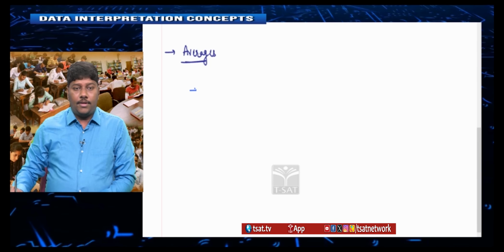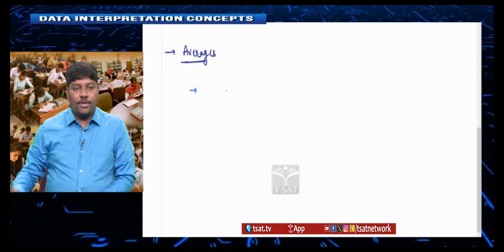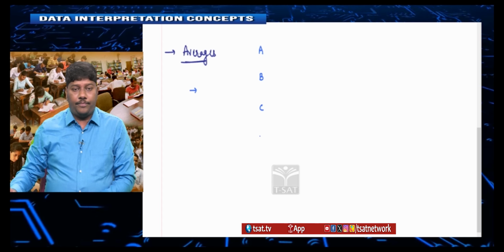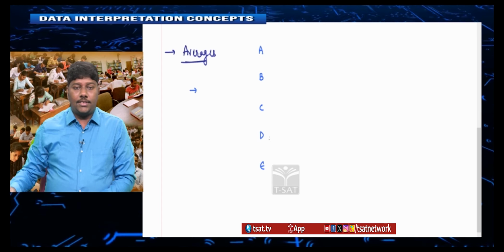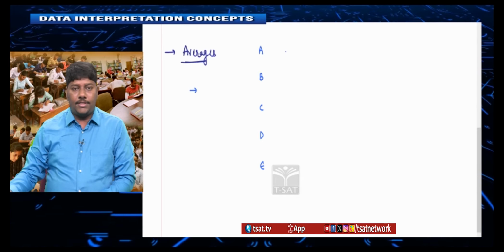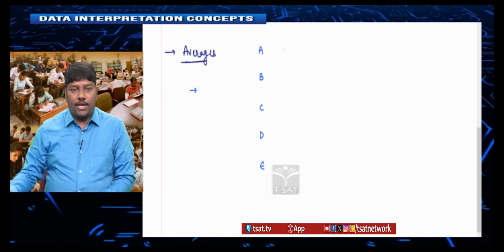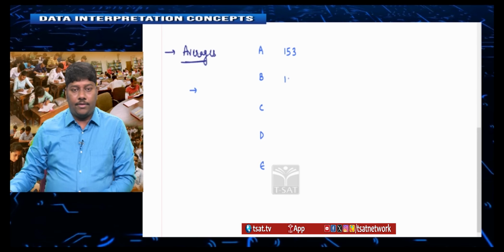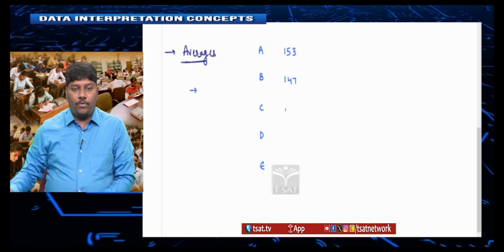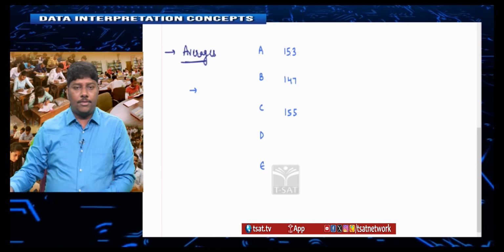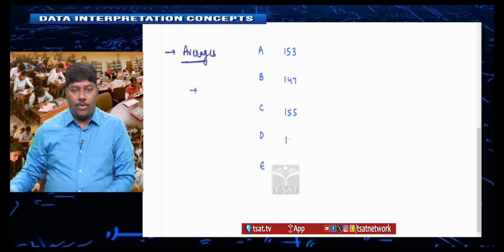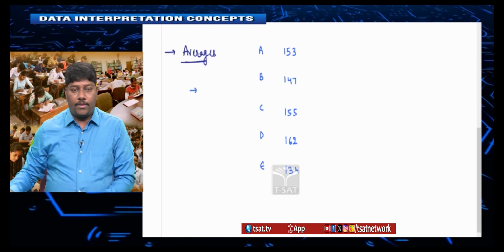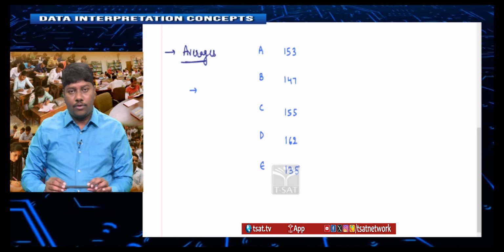When various data is given to you, suppose let's say there are 5 companies A, B, C, D, E, that produce cars in terms of thousands or millions, it doesn't matter. Let's say the values are 153,000 cars, let's say 147, 155 in terms of 1000, 162, 135. All the values are close to each other.